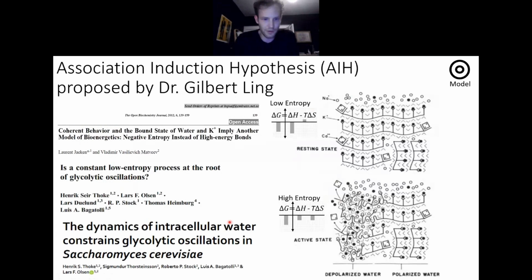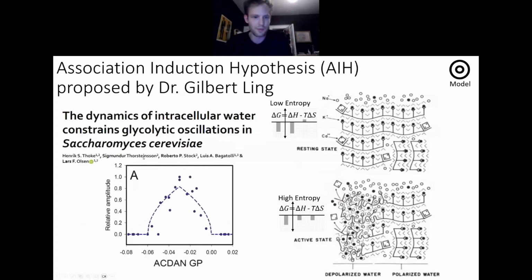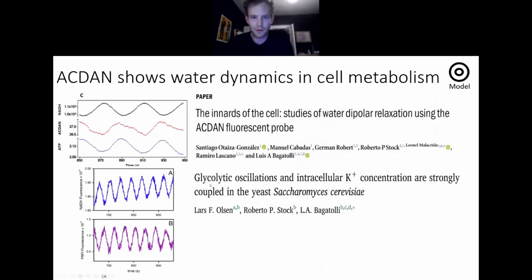they find the dynamics of intracellular water constraints glycolytic oscillations in Saccharomyces cerevisiae. And what this paper is saying is that when they induce mutations in the yeast, if ever they leave this range of actin water polarization, the yeast can no longer do glycolysis. So the ability for yeast to do glycolysis means that it has to operate within this narrow-ish range of water polarization and water activity and osmotic pressure. Is what that translates to. So I think that is very, very useful as a biophysical model of the cell.